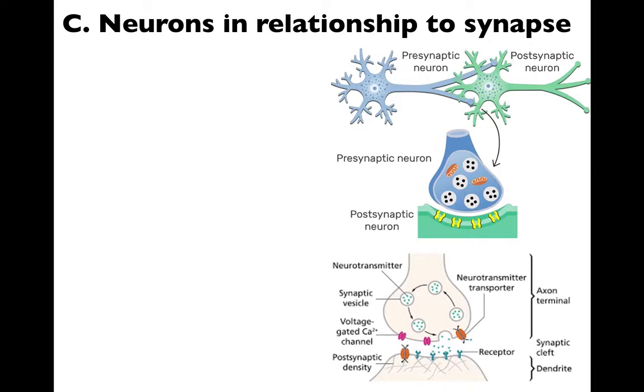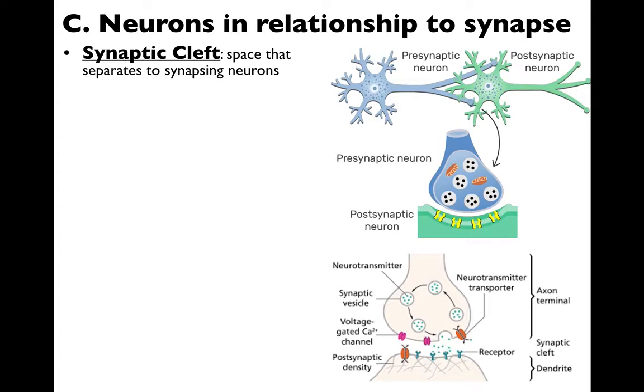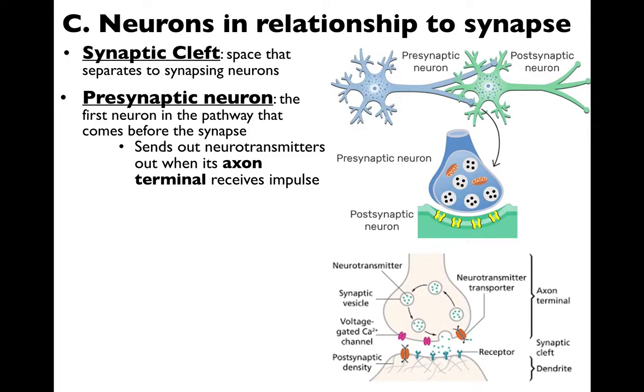All right, but there are some terms that are going to come up over and over again when we talk about the synapse and the different neurons interacting. We already mentioned in prior lessons the synaptic cleft, which is a space that separates the two synapsing neurons. Typically we designate the neuron that is sending out information into the synaptic cleft the presynaptic neuron. That's the first neuron in the pathway that comes before the synapse, and it sends out neurotransmitters when its axon terminal receives the impulse.